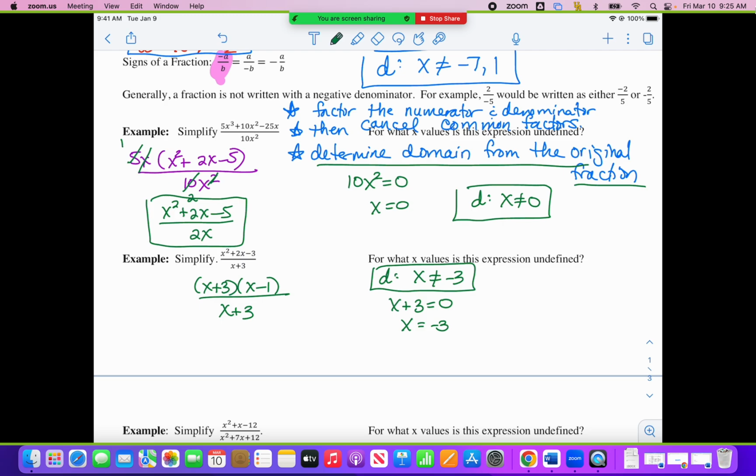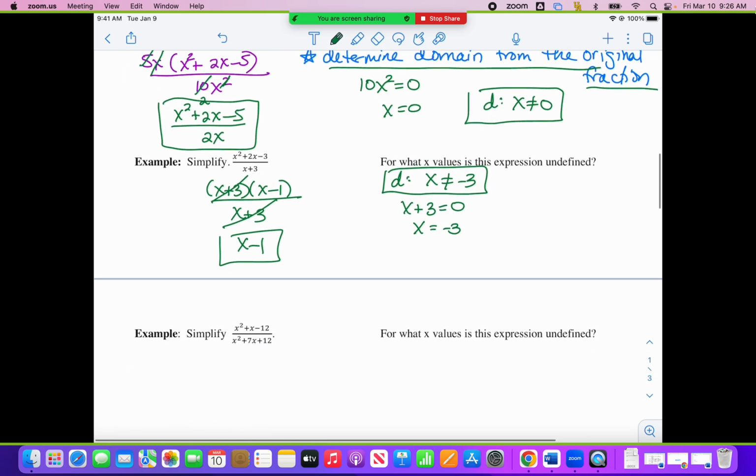So that's not so much of a secret. Now the x plus 3's cancel because they're factors. Do you see it's the quantity x plus 3 times the quantity x minus 1? So now x minus 1 is my final answer.